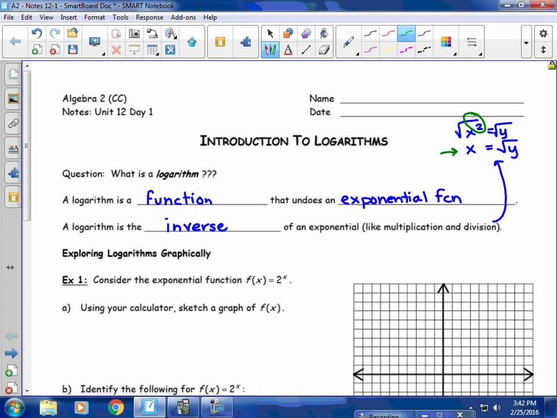That's the same type of thing with logs, and that's what you want to think of with logs. Logs undo exponential functions, so they get rid of the base. When I've got y equals b to the x, eventually when you see me take a log of both sides, it's going to get rid of that base and leave me with just x. It's just like the square root got rid of the exponent of 2.